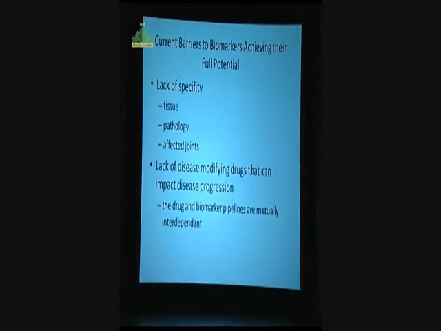But there are a number of important barriers that are currently preventing biomarkers reaching their full potential. The tissue source, the lack of specificity, the underlying pathology, which can be multifaceted, and differences between the affected joints. An elbow joint and a knee joint are very different. Even the knee and the hip can present a different set of molecular markers.